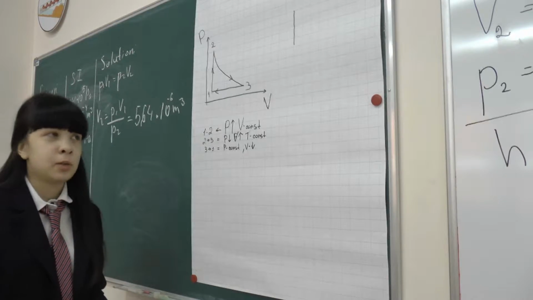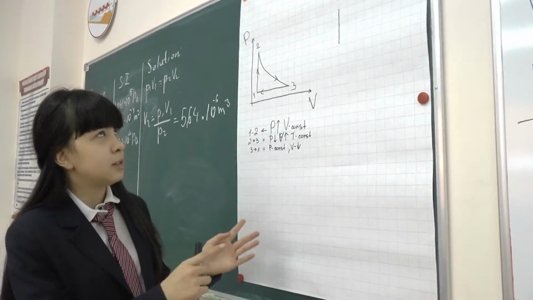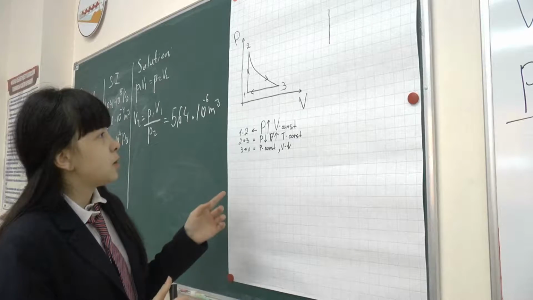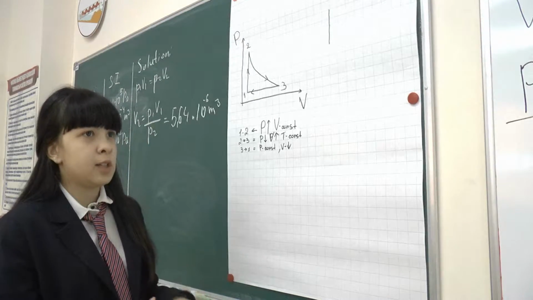And now we are going to draw this graph in different relationships. First of all, it will be pressure against temperature, and the next one will be volume against temperature.